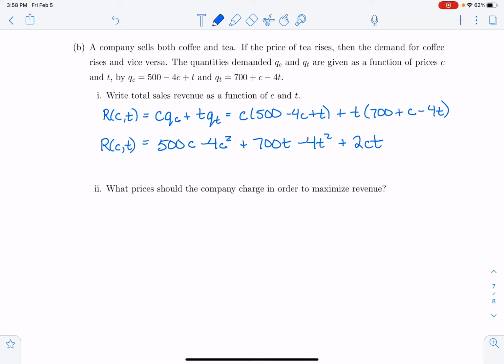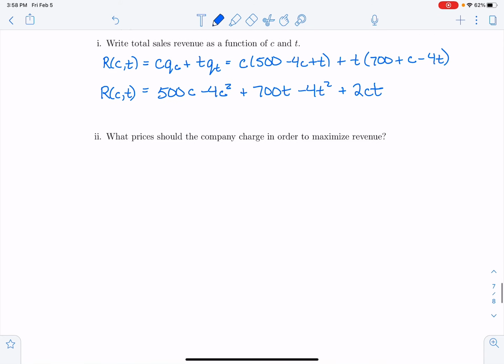And then I just want to maximize revenue. How do I maximize revenue? Well, I'm going to find the partial derivatives. The partial derivative of revenue with respect to C is going to be 500 minus 8C plus, and this becomes 2T. And then I'm going to take the derivative of revenue with respect to T.